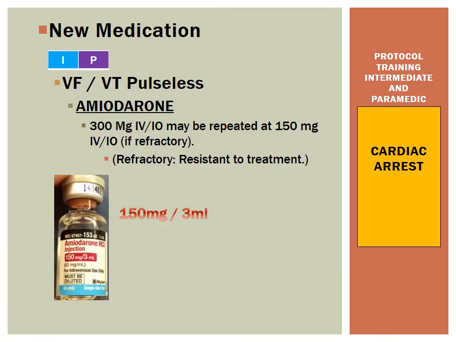All right, so let's talk about amiodarone, one of our new drugs we're going to be carrying. For VFib pulseless VTAC, the initial dose of amiodarone is 300 milligrams IV-IO, and it can be repeated at 150 milligrams IV-IO if refractory. Now, refractory means obviously resistant to treatment. The way we're going to be carrying amiodarone is 150 milligrams in 3 mLs.